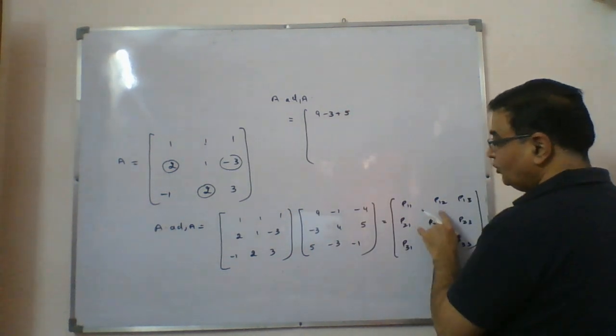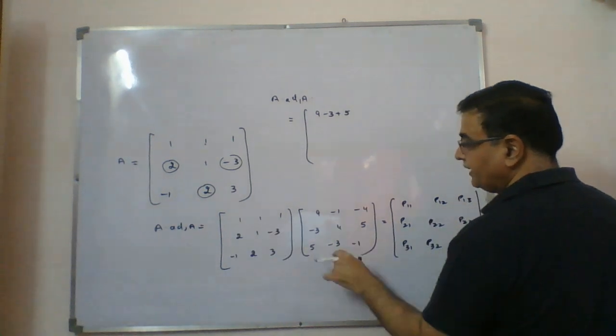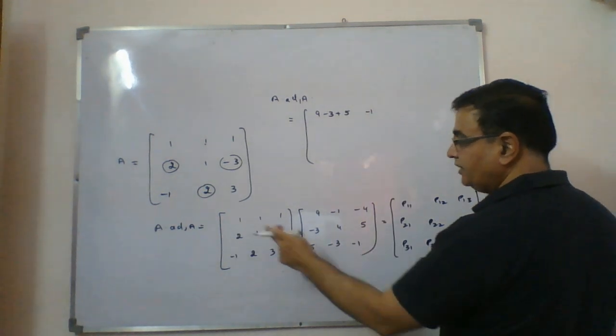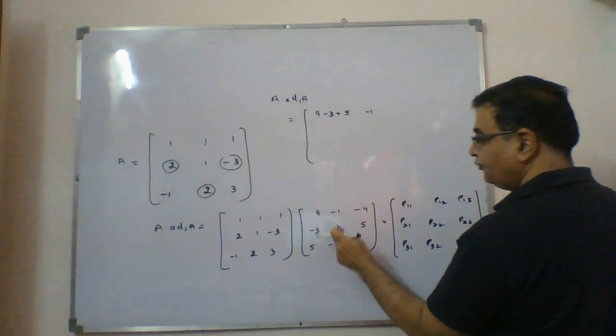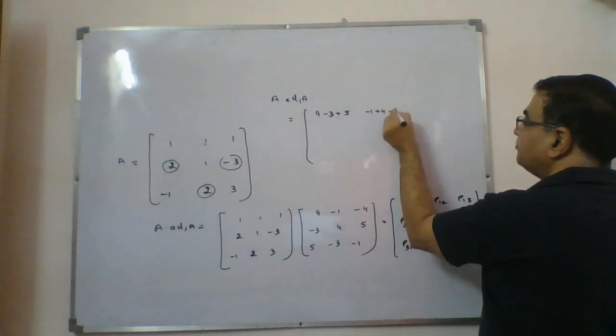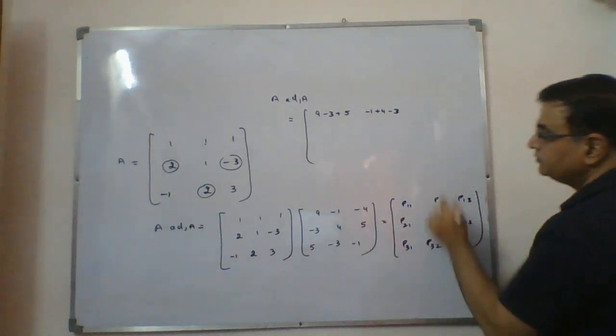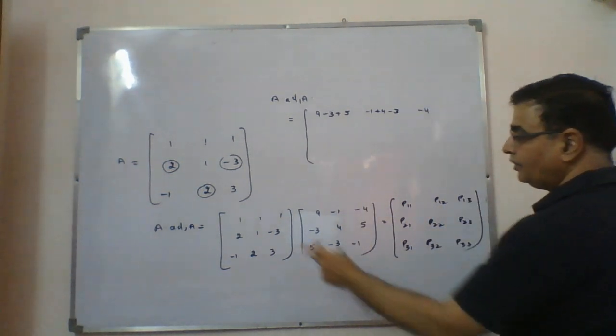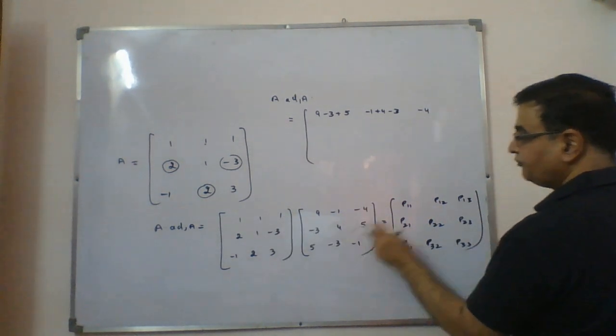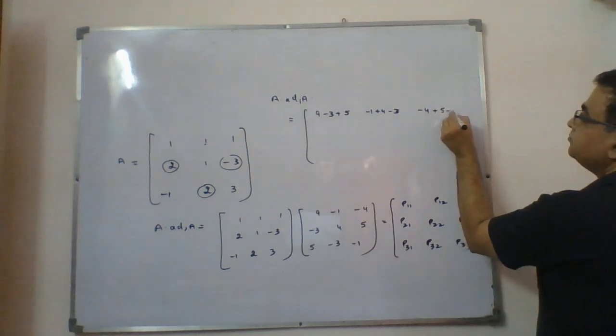Then we go for P12, first row, second column. What will it be? Minus 1, then plus 4, minus 3. Then first row, third column. What will come? Minus 4, plus 5, minus 1.